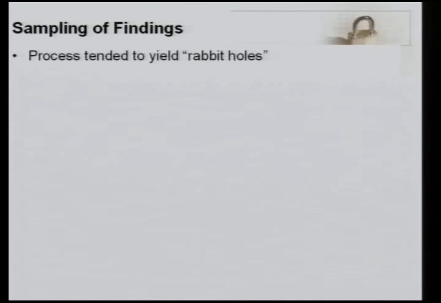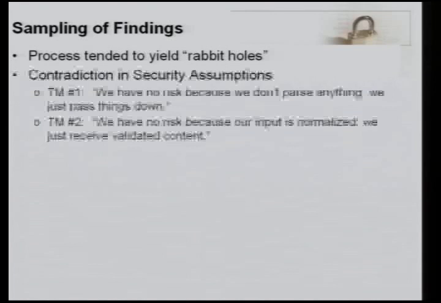This is some sampling of the findings that were found through this process. One thing we found is that the process tended to yield what we call rabbit holes. What I mean by this is you sit down with a team and you start to whiteboard their component, and it turns out that component's actually not that interesting. But they have a dependency on a component, and that dependency is really interesting. And so this iterative, recursive drilling down through dependencies is something that would happen quite often.